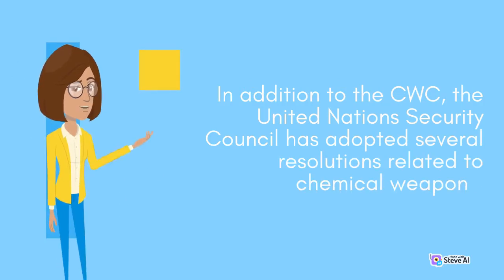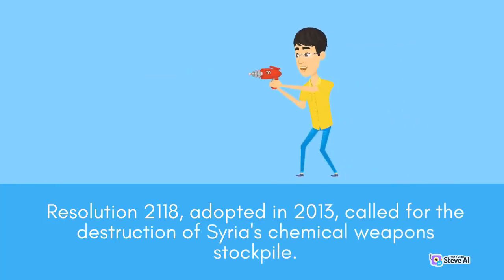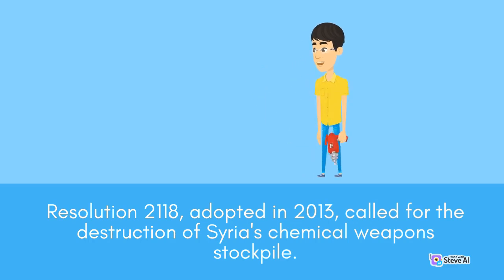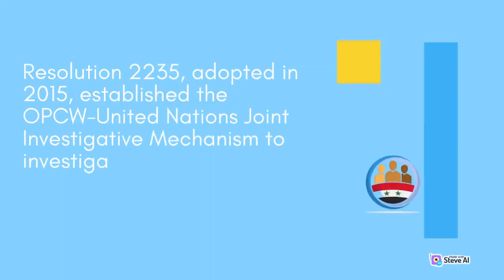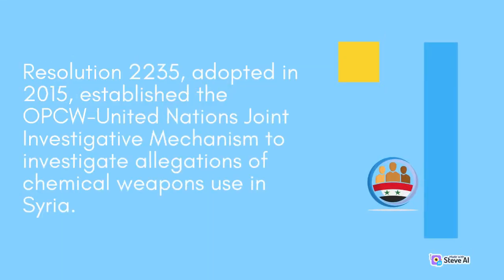In addition to the CWC, the United Nations Security Council has adopted several resolutions related to chemical weapons. Resolution 2118, adopted in 2013, called for the destruction of Syria's chemical weapons stockpile. Resolution 2235, adopted in 2015, established the OPCW United Nations Joint Investigative Mechanism to investigate allegations of chemical weapons use in Syria.